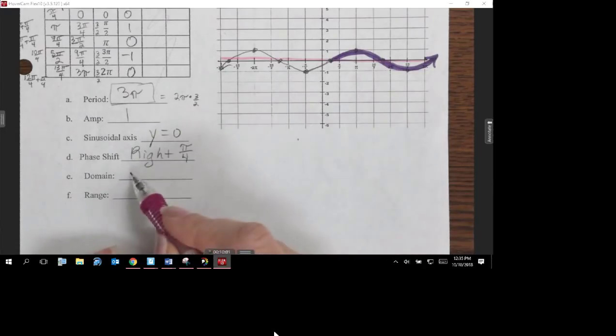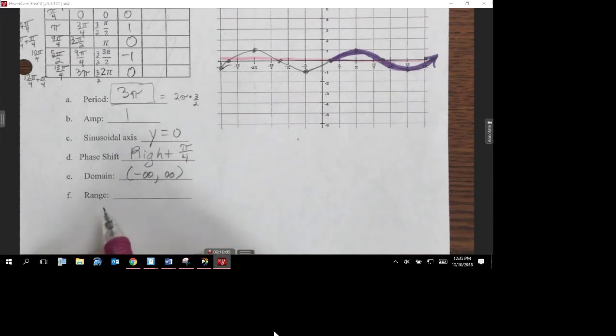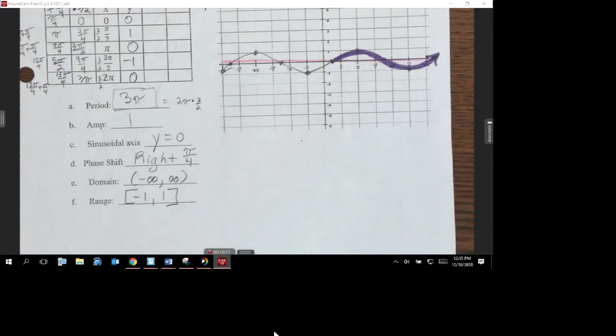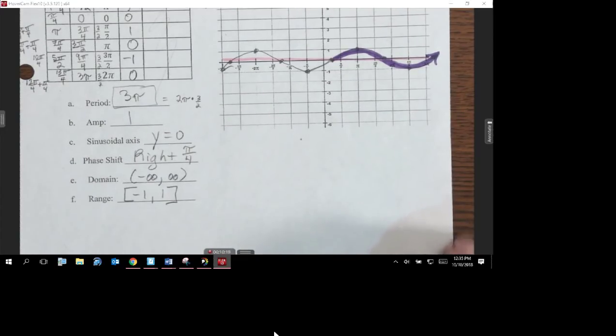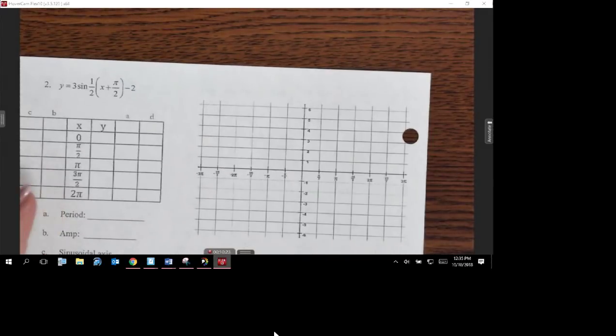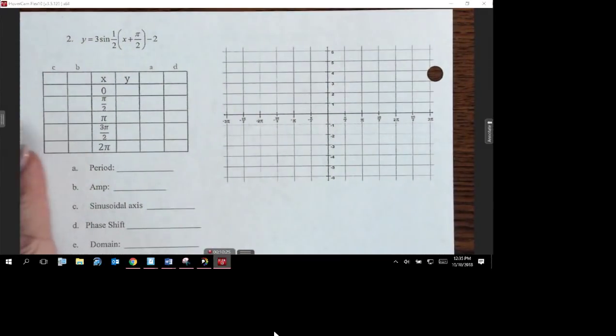Domain, negative infinity to positive infinity. And then range would be the lowest value, which is -1 to +1. See, so the only thing new is the shift. Let's do another one. Now, if I'm going too fast, I'm recording this video. You can watch it, or you can ask me questions for it.